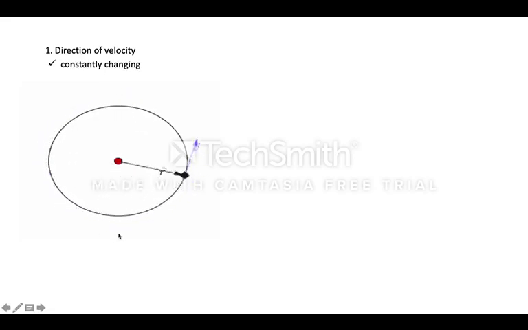You can see the velocity in this figure. The blue line, at every point while the box is moving in a circular path, represents how the velocity is changing. So the first point is that the direction of velocity keeps on changing constantly. It is not going to remain the same.